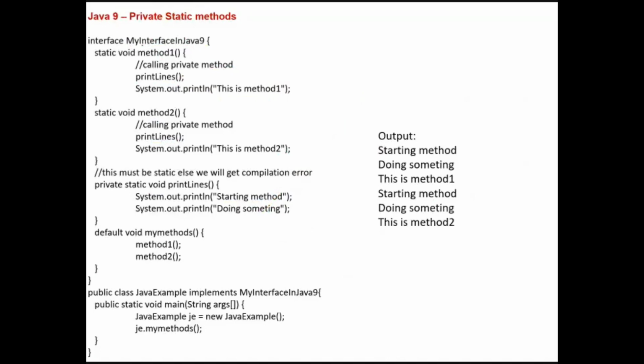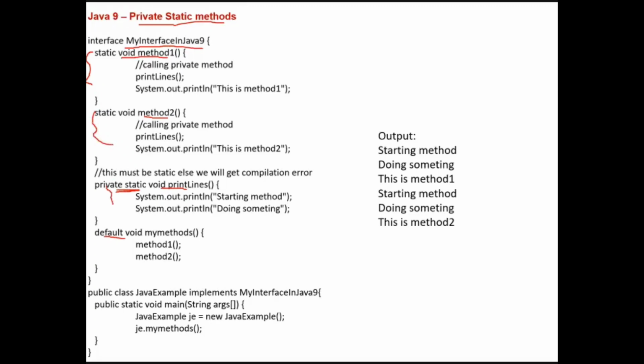Thank you. So next, the method that was introduced in Java 9 is the private static method. This method can be called from a default method and also from a static method. Here I have two static methods, static method 1 and static method 2, and here I have a private method, and here I have a default method. This is a private static. Method 1 and method 2 are static methods, and then this is the private static.